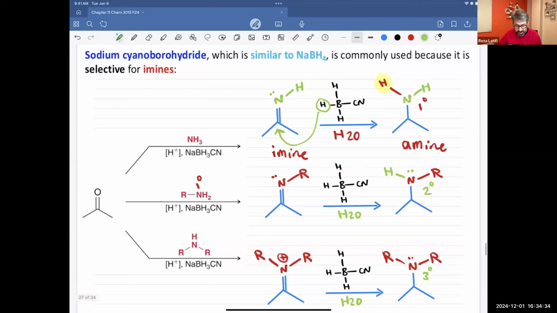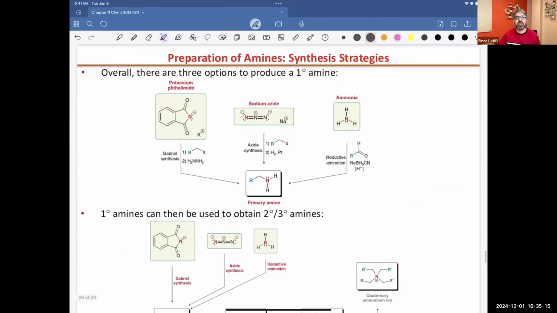Okay, so as you see, it depends on what you start with. If you start with ammonia, you get a primary amine. If you start with a primary amine, you get a secondary amine. And if you start with a secondary amine, you get a tertiary amine. Always one unit up: your amine will be one unit higher than the starting compound. And this is going to be the end of this lecture, and thank you very much.